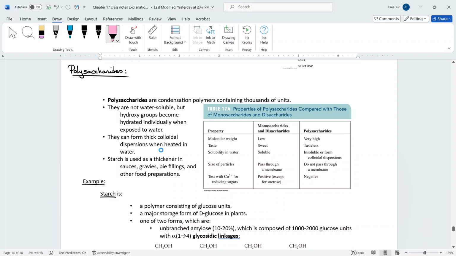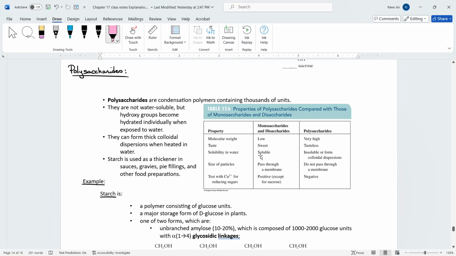What they do instead, they do form thick colloidal dispersions when heated in water. An example of that is starch. So this is why starch is used as a thickener in sauces and in gravies. Starch is not water soluble. It does not dissolve in water. Instead of dissolving because of all of these OHs in there, it forms a thick colloidal dispersion.